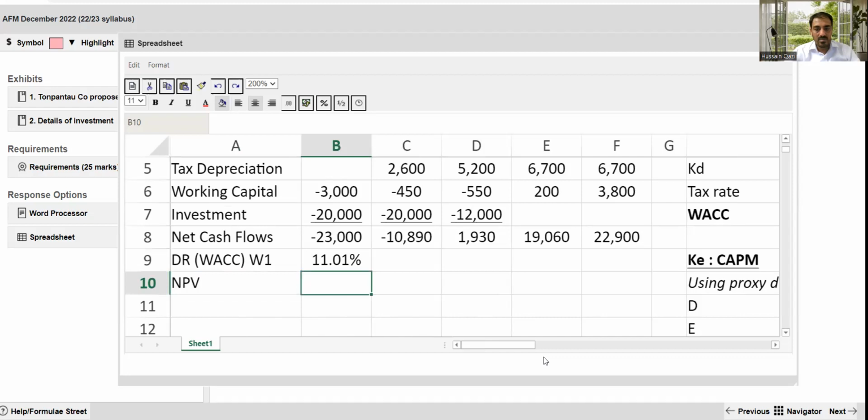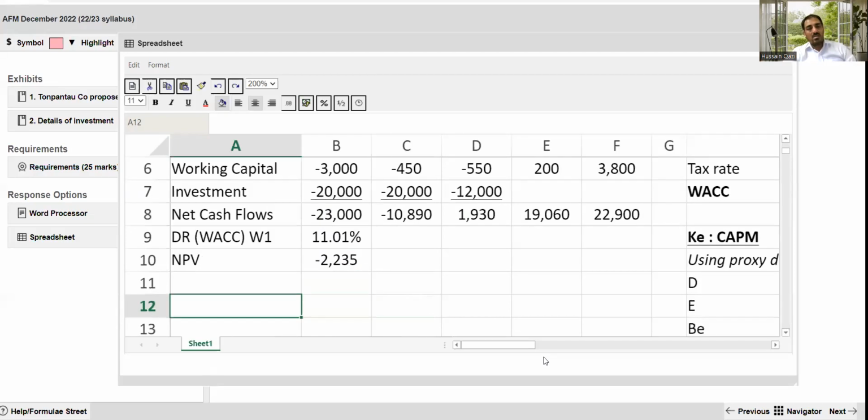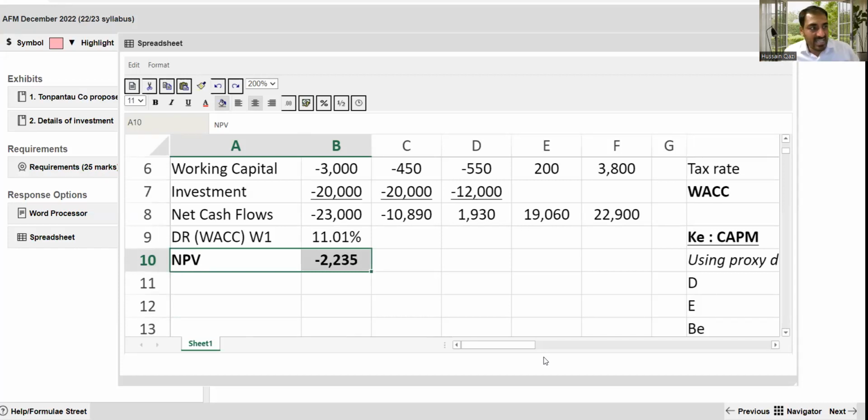Now NPV. Use the shortcut function NPV, this one, is equal to NPV, comma, that is minus 2235.